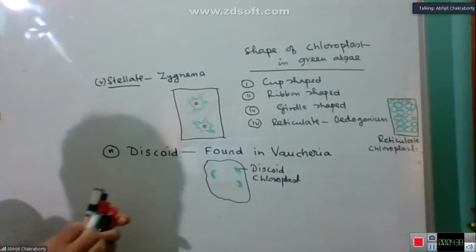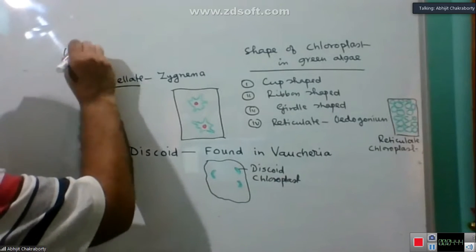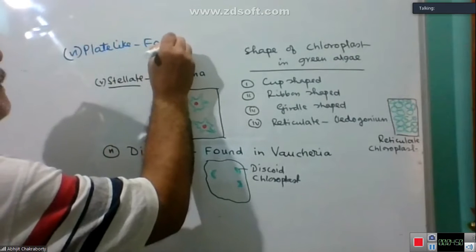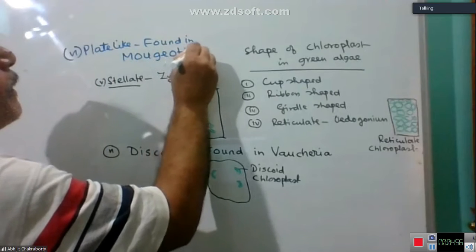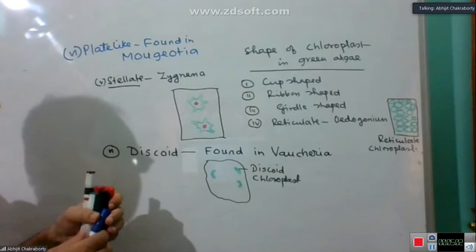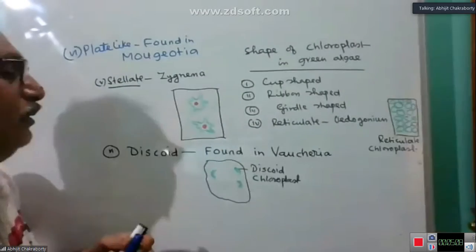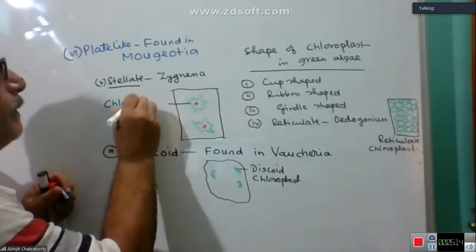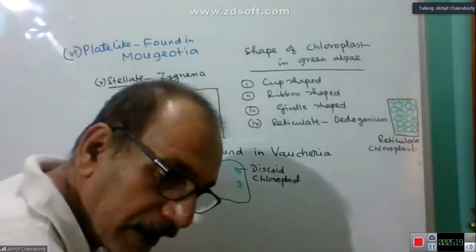Then comes the plate-like, found in Mougeotia. It appears like this, I am showing you like this. So this is the chloroplast. Now, what I said about the plate-like chloroplast.